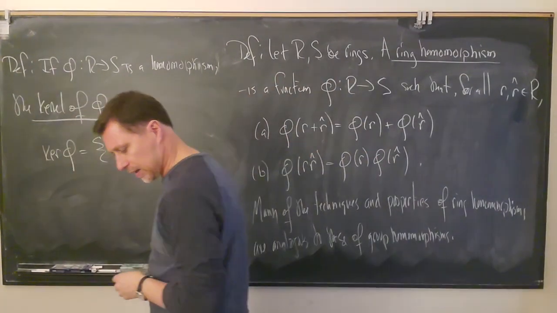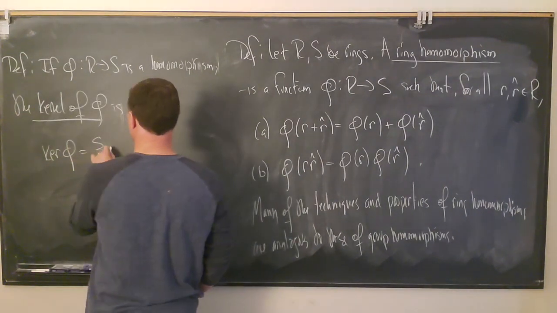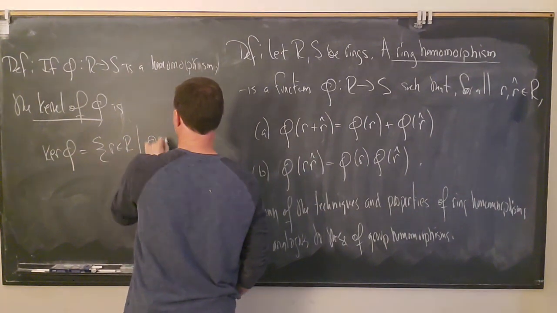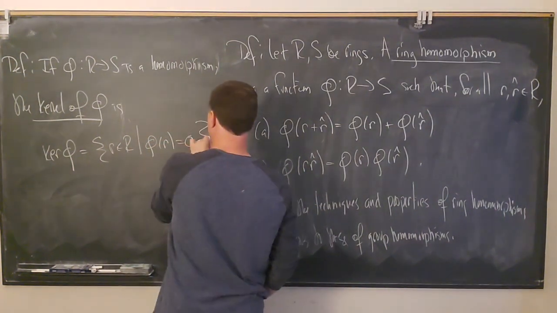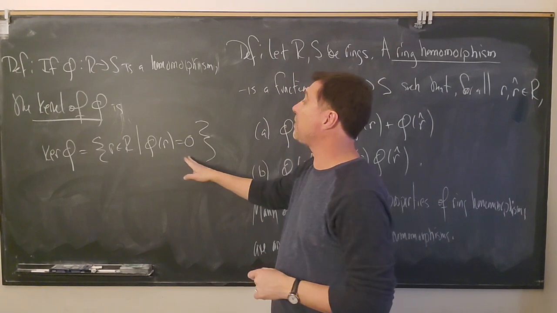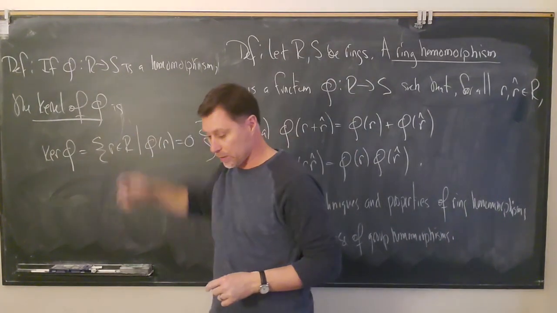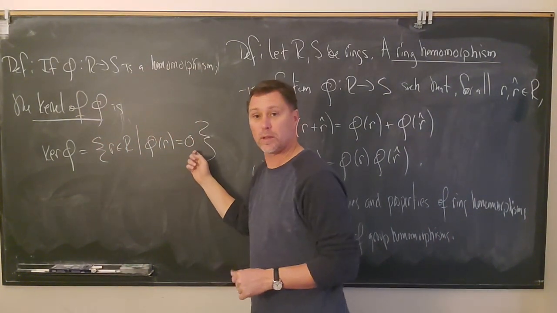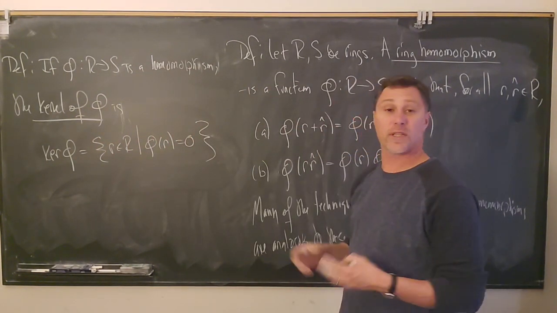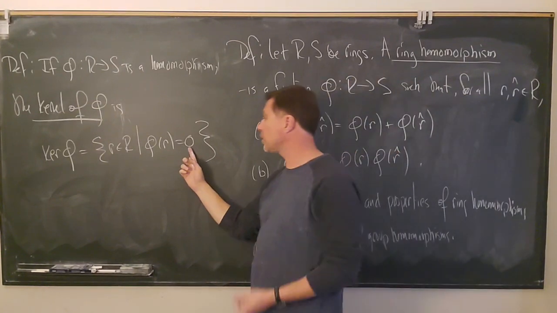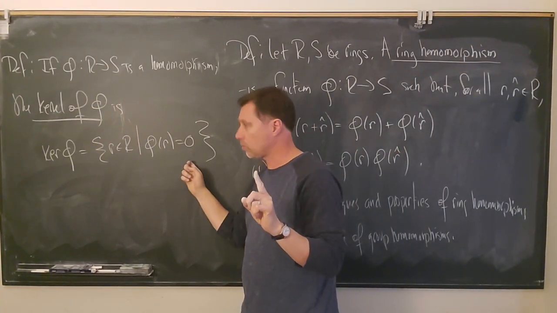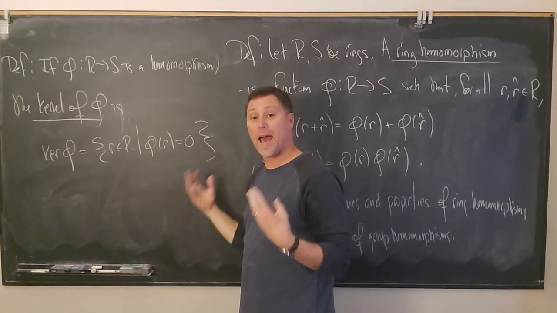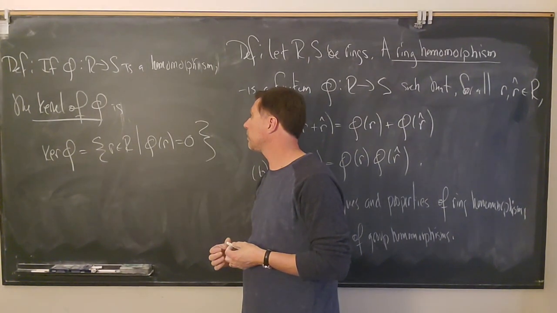And so what do we mean in that case? So it's the set kernel phi, that's the set of all little r in capital R such that phi of r equals 0. And here, what do I mean by 0? I mean the additive identity in capital S, right? If you like, you can even put a little 0 sub S if you want to be very precise. But typically, we're just going to understand from context. This 0 can only mean one thing, because phi of r lives in the codomain, so it's got to be 0, the additive identity in S.